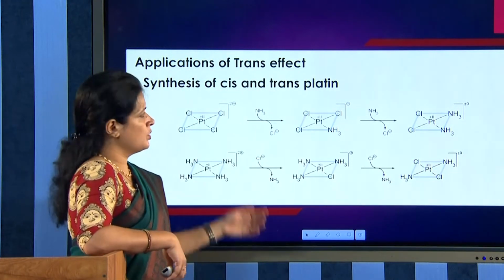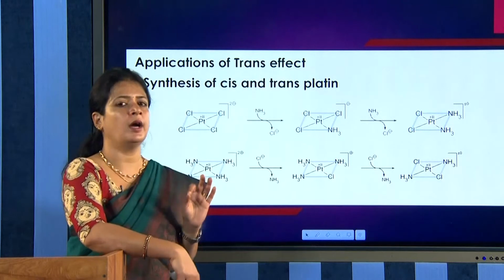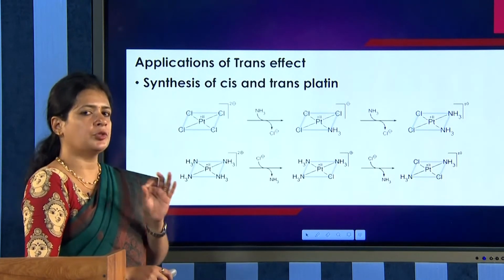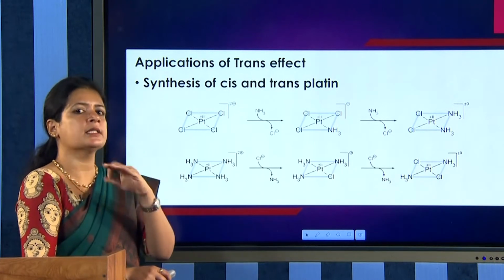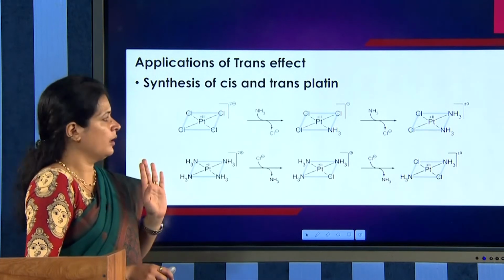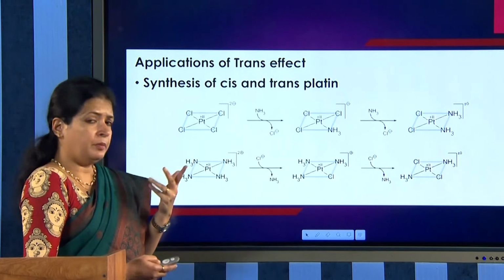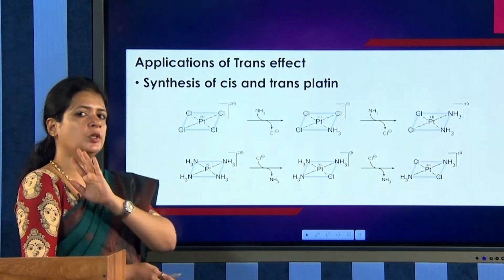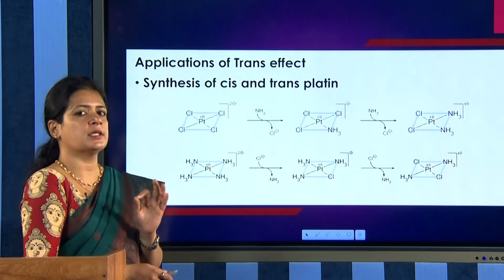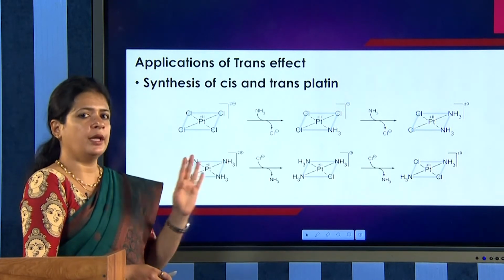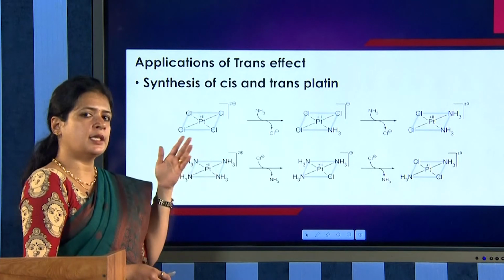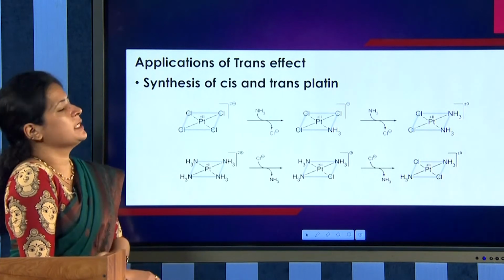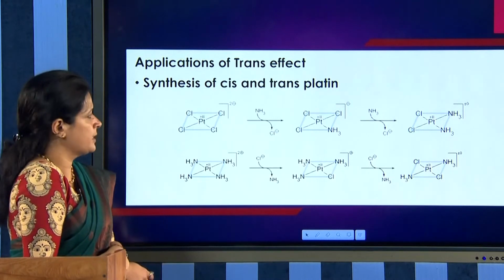Okay. So the main thing you have to understand is that the trans ability of the ligand should be considered while substituting any ligand. Before that you have to study the trans effect series thoroughly, then only you can understand the reaction sequence. Okay. So this is how the synthesis of cis and trans platin takes place.